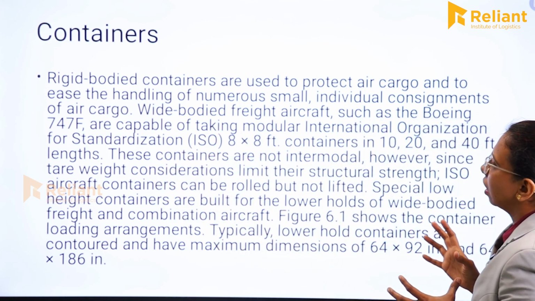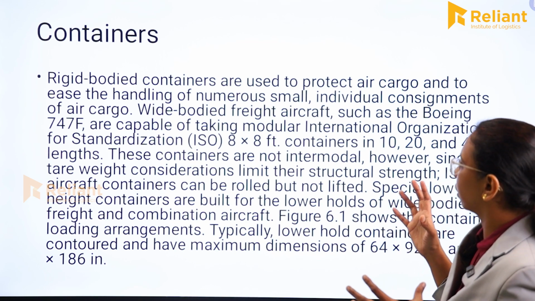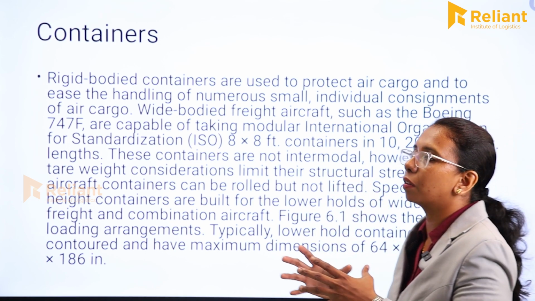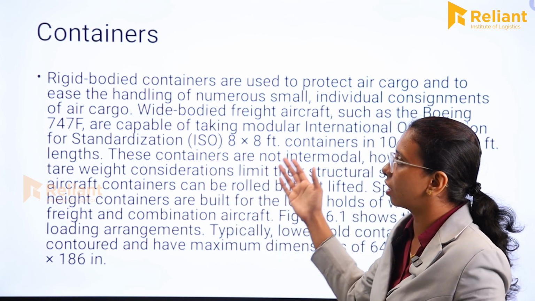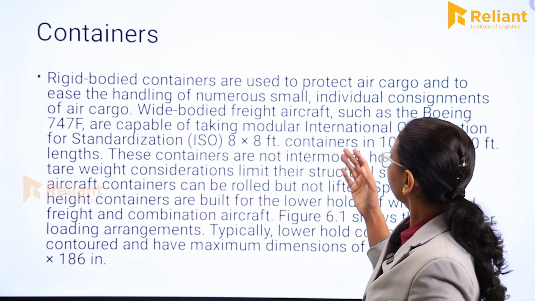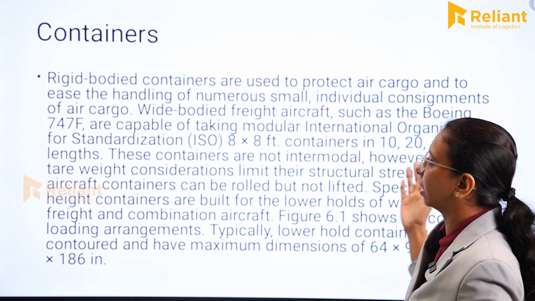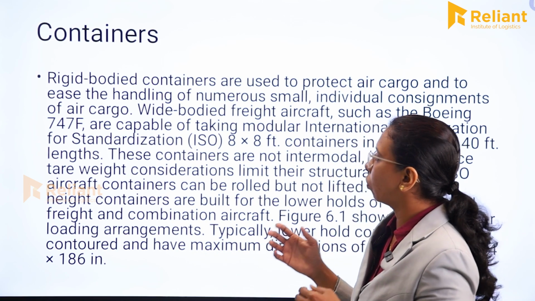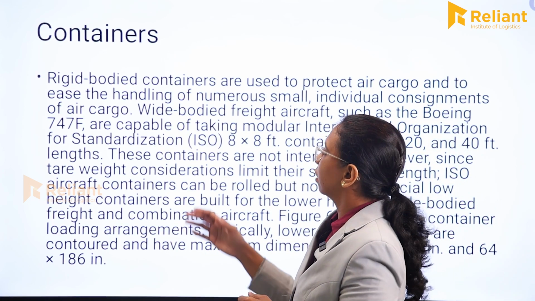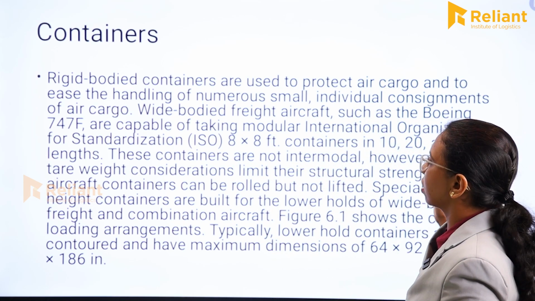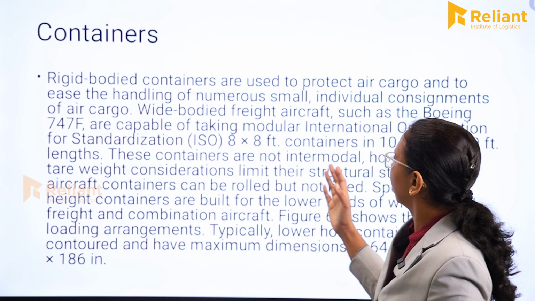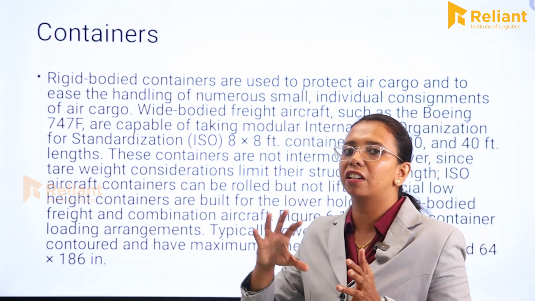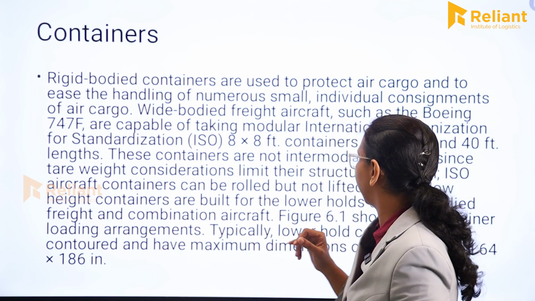So normally wide body aircraft such as the Boeing are capable of taking big containers, and in that case we take the ULDs on such bases. We already saw that in the earlier slide. Containers come in 10, 20 and 40 feet in length. In that dimension we can't take them in the aircraft. So what's the solution for that? These containers are not intermodal. However, since tare weight considerations limit their structural strength, we are changing their structural strength. That is the reason for ULDs in different dimensions that we saw in the earlier slide.